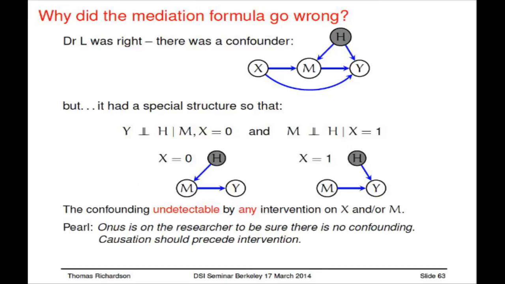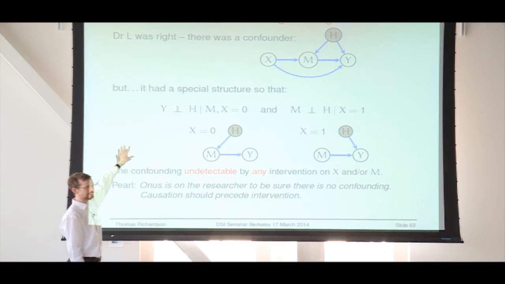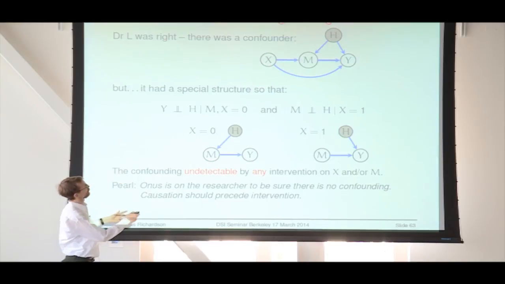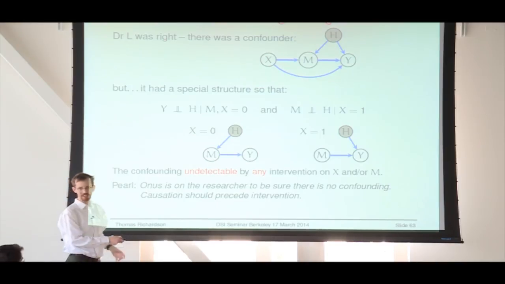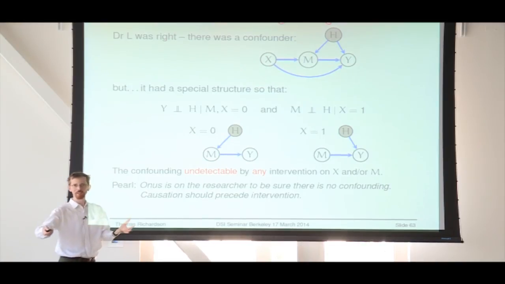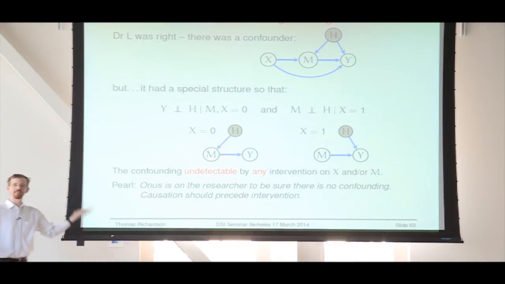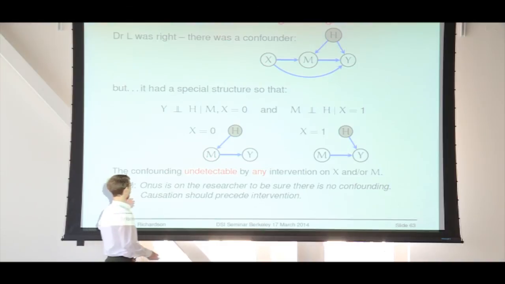So I'm almost done here. The confounding was undetectable by any intervention on X and or M. Okay, so the way that Dr. L was able to detect this confounding was she came up with a new variable on the pathway between X and M, and by doing that was able to do a more sophisticated intervention that then allowed this confounder to be detected. I've raised this with Pearl, and this is what Pearl said.